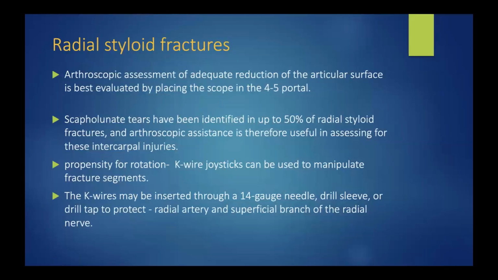So particularly in these cases, we use the 4-5 portal because the 3-4 portal will naturally hinder the reduction. And the high incidence of scapholunate tears in these fractures makes it even more convincing for us to use arthroscopy assistance to treat these fractures and the associated injuries. And we can use K wires as joysticks to manipulate the fracture fragments. To insert the K wires, we can do it using a 14 gauge needle to prevent injury to vital structures like the radial artery and the superficial branch of the radial nerve.